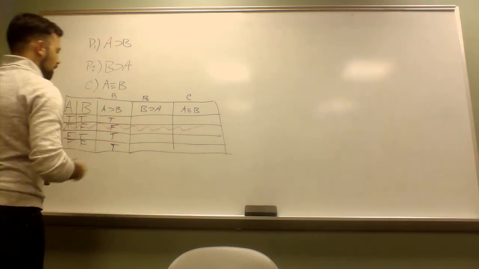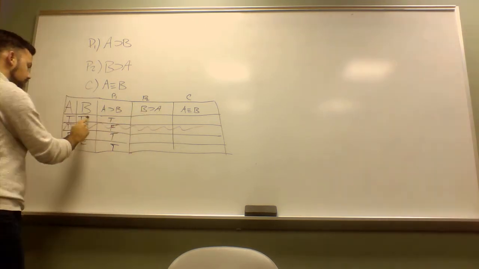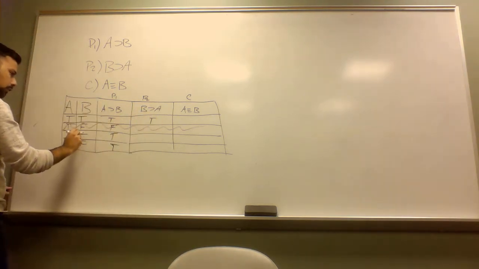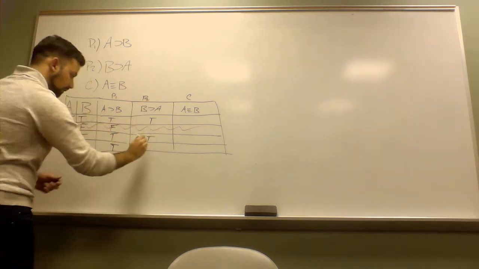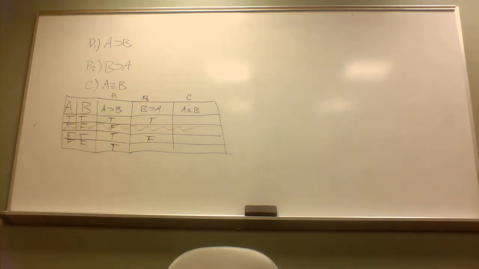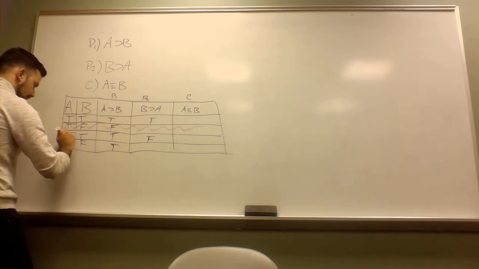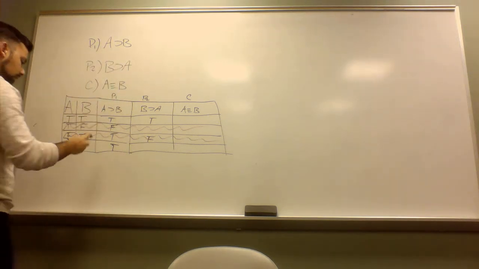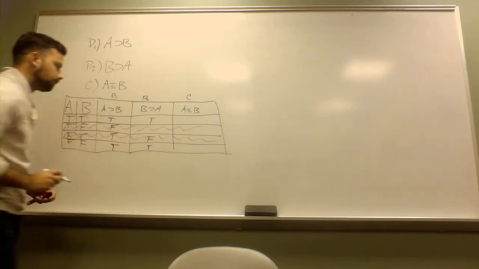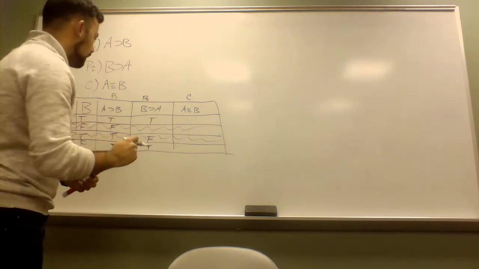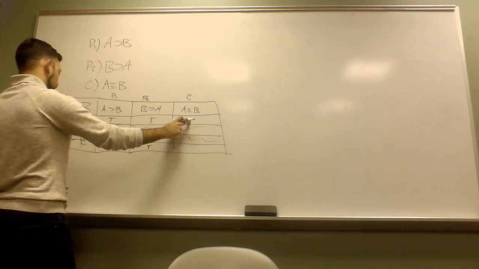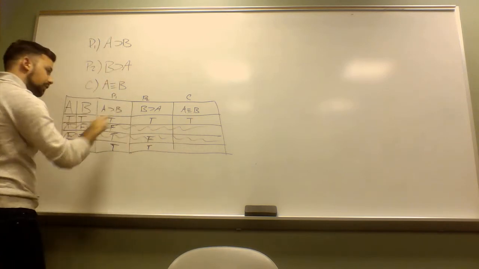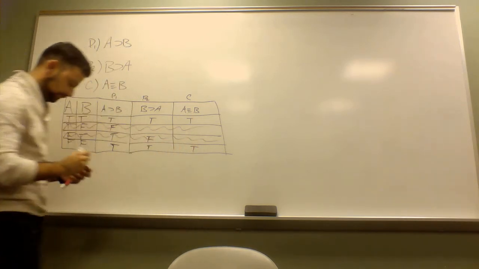Well, let's continue. So now, second premise, if B, then A. So true, if true, then true is true. Here we have if true, then false. You know that's false. And we also know that we don't care about that row anymore either. Okay, if false, then false, it's true. Okay, so now to see our conclusion. True equals true. Well, that's true. False equals false. It's also true.